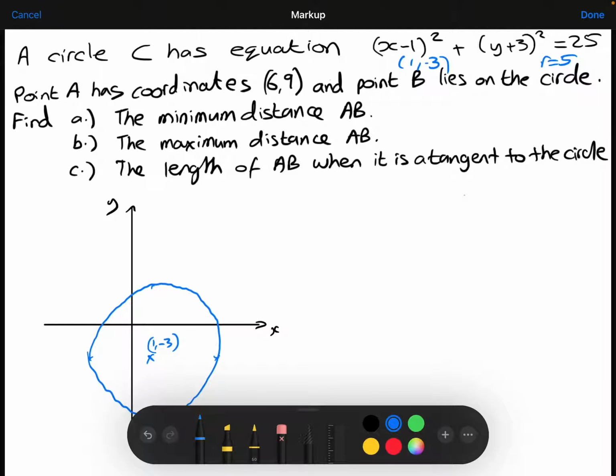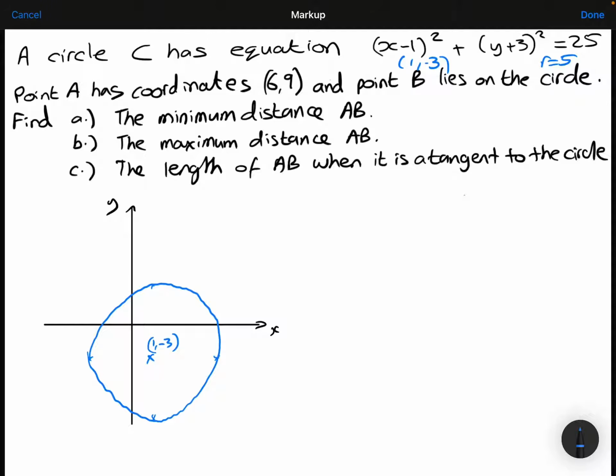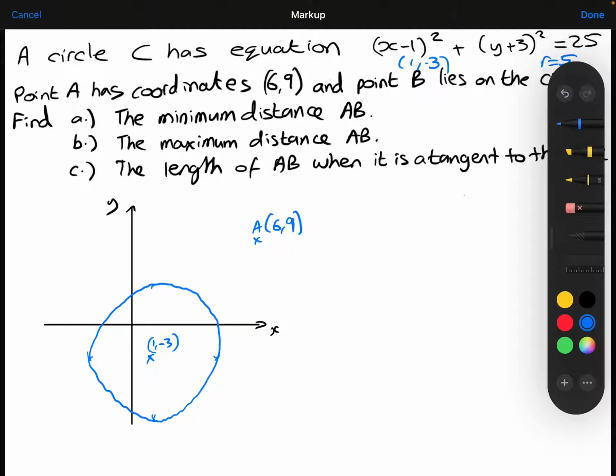Right, the point A has the coordinates (6, 9), which is going to be roughly up here somewhere. And then point B lies on the circle, but I don't know where. So B could be here, or it could be there, or there. B is somewhere on this circle. I don't know where.